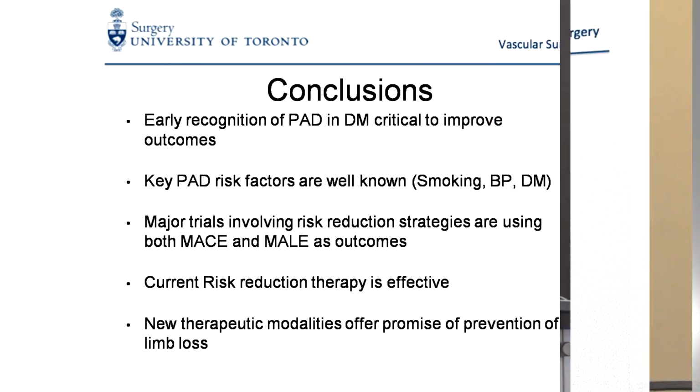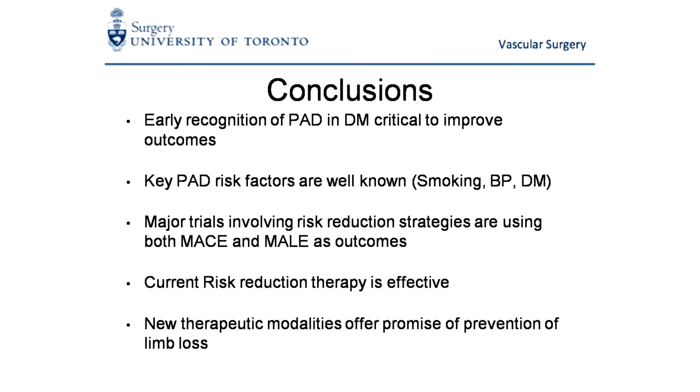So, in conclusion, early recognition of PAD, especially in diabetes, is critical to improve outcomes. The key PAD risk factors are all very well known to all of you. Patients usually know them, they just need somebody to tell them they've got to start managing them. And major trials are looking at both MACE and MALE as outcomes, and you're going to see those in major trials. And I've shown you that risk reduction therapy is effective. If I can do it, all of you can do it.